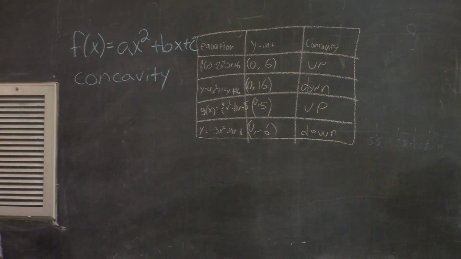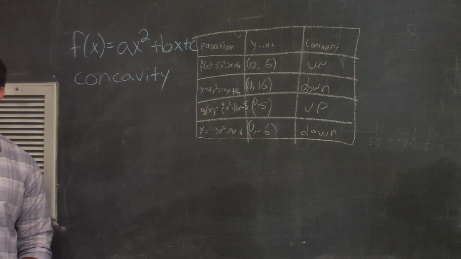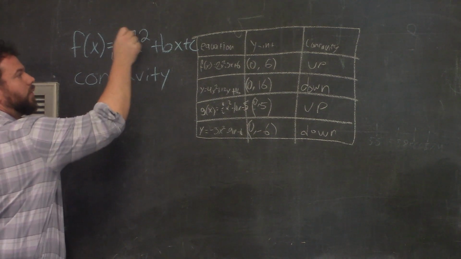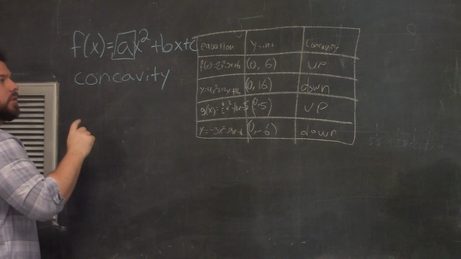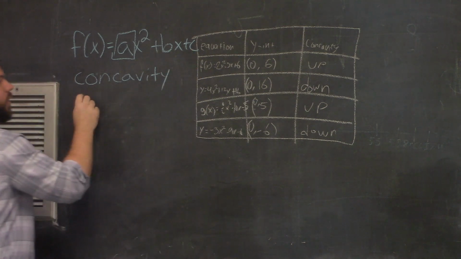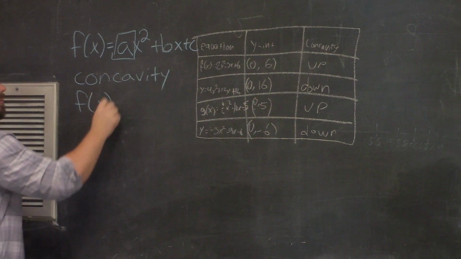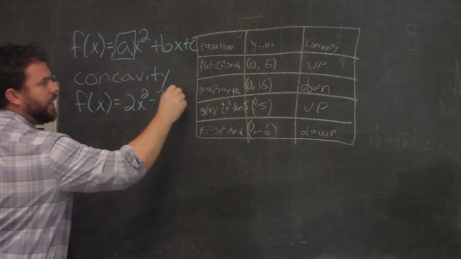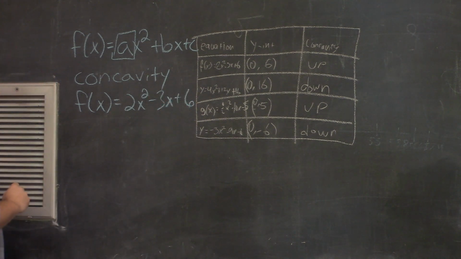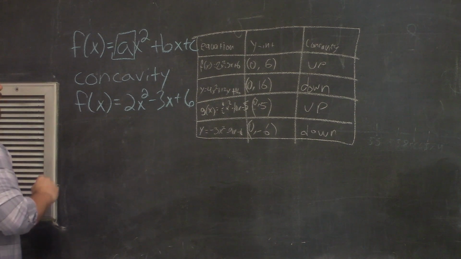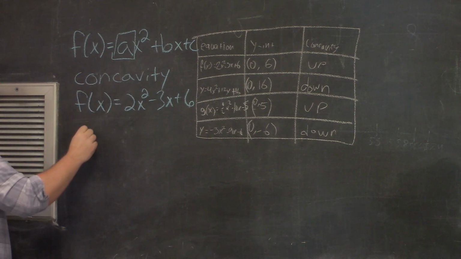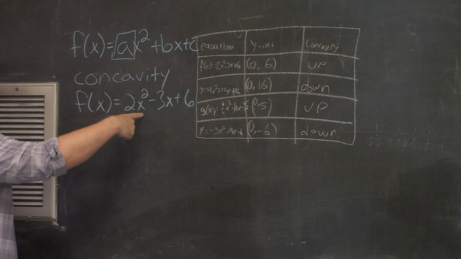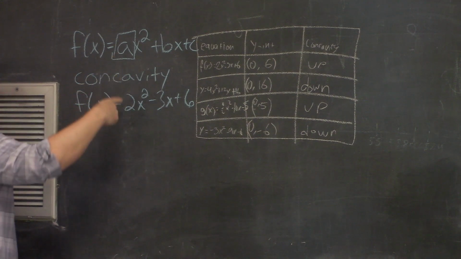Y'all got all these right. What's determining concavity? A. Yes. That leading coefficient, what's out in front? And so please hear me clearly on this. When I talk about this first equation, is it 2x squared minus 3x plus 6? Yes. So what is my A? X squared is x squared, right? So A is just 2.